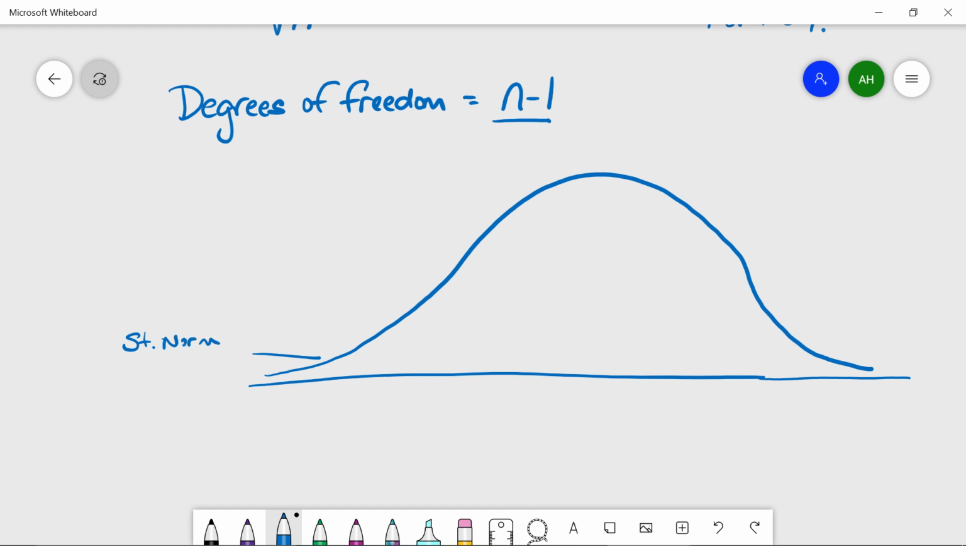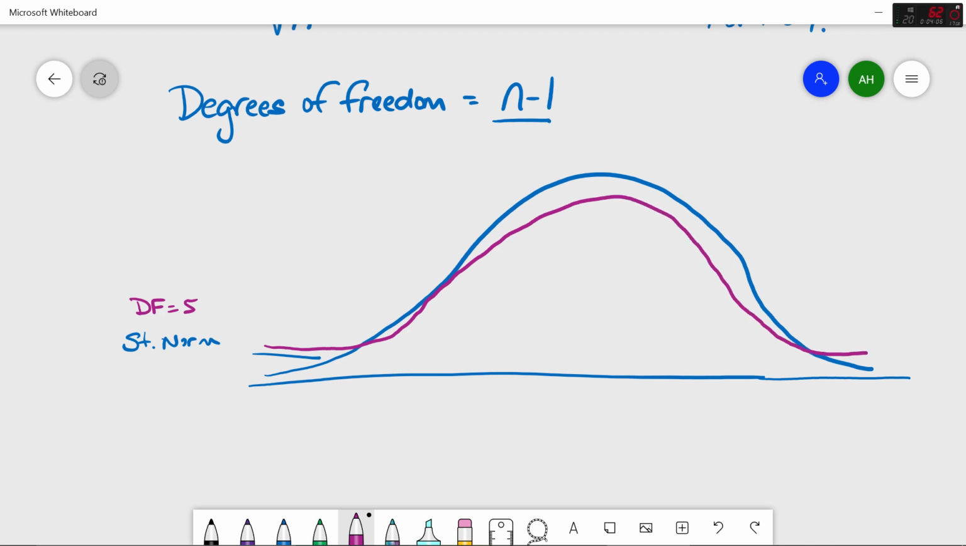Okay, well, if I'm creating a t-distribution and say my degrees of freedom is 5, so we're going to draw another one here where my degrees of freedom is going to be 5. This is going to start up a little higher right here. It's going to go up and it's going to come down a little lower than that other curve, and the tail, notice, doesn't come down as low.